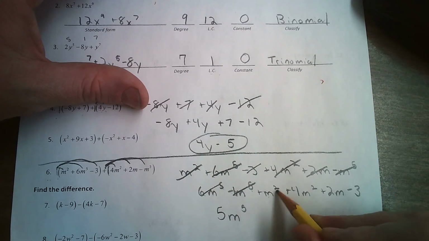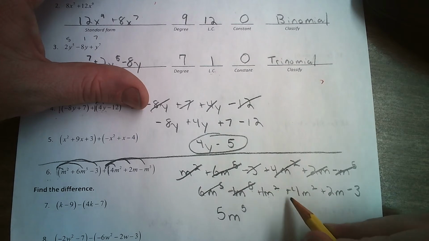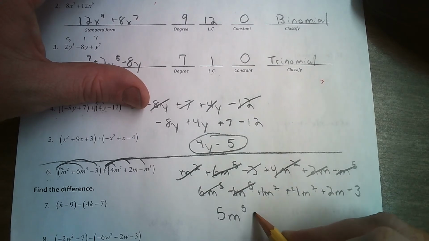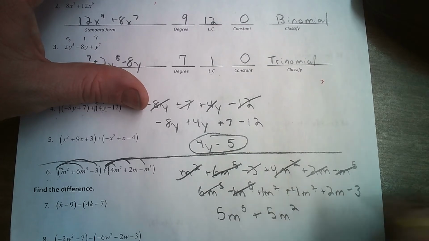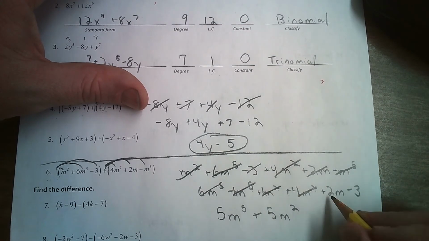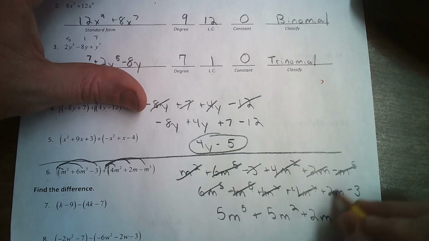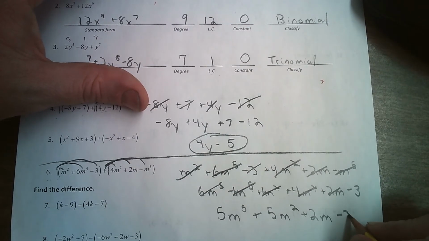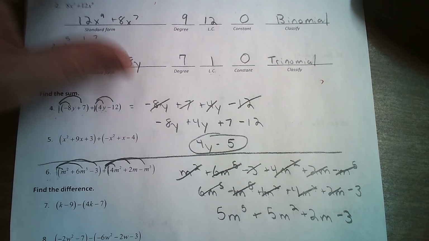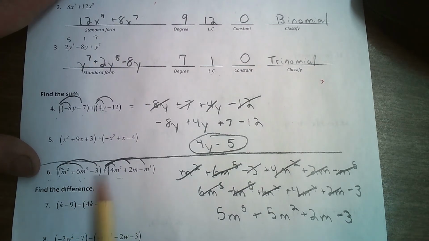Now I'm at m to the second, which is really 1m to the second, plus 4m squared. So now I'm at 1 plus 4, 5m squareds. There's no other m's, so the 2m comes down, and then the minus 3 comes down. So the sum of those two trinomials is 5m to the 5th plus 5m squared plus 2m minus 3.